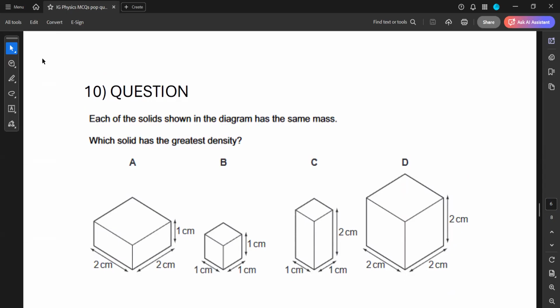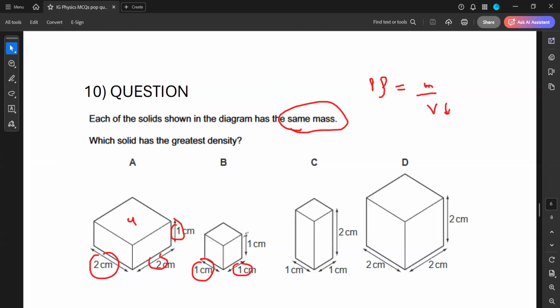Each of the solids shown in the diagram has the same mass. So if we have the same mass, what is the criterion to know the density? Density is inversely proportional to volume. The least volume will have the highest density. So when we measure the volume, what is the volume of this one? It will be 2 multiplied by 2 multiplied by 2, wait, so that equals 4. Volume of this one, 1 multiplied by 1 multiplied by 1, so this will be 1. 1 multiplied by 1 multiplied by 2 will be 2. 2 multiplied by 2 multiplied by 2 will be 8. So which has the least volume? B has the least volume, which means it will have the highest density.